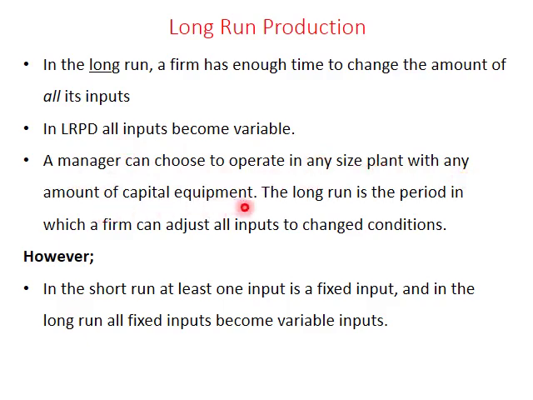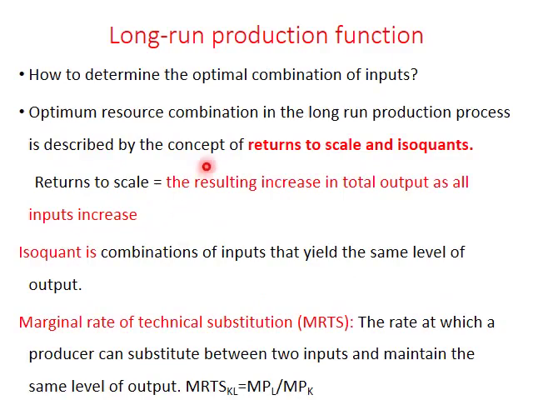Thus, a manager can choose to operate in any size plant with any amount of capital equipment. The long run is the period in which a firm can adjust, change, increase or decrease all the inputs to align with the changing condition. So, in order to determine the optimal combination of the input, there is a concept that is return to scale. Optimum resource combination in the long-run production process is described by return to scale and isoquant.